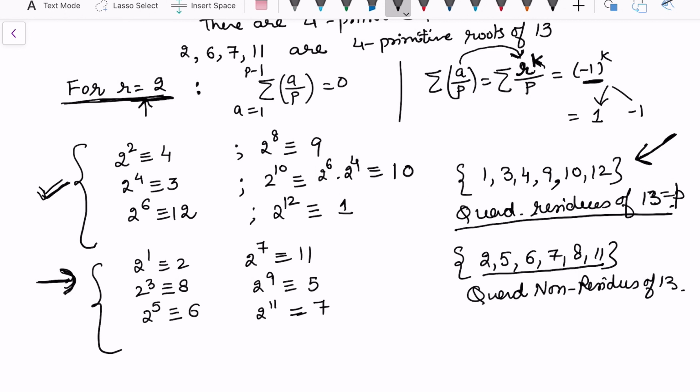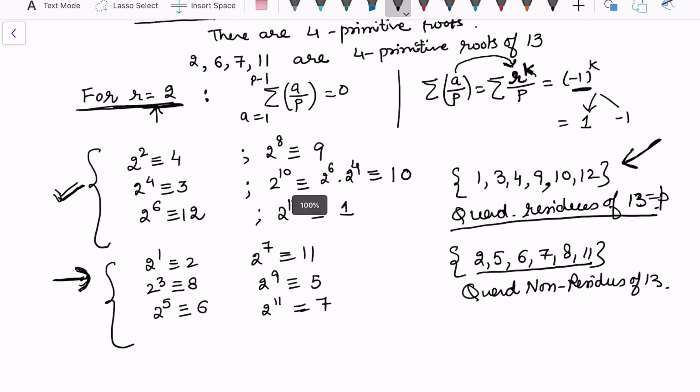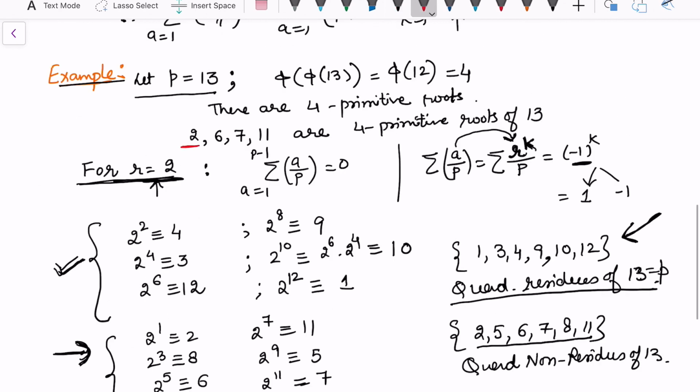But let me now verify this result for another primitive root. We have verified this for the primitive root 2. Let's verify now for the primitive root 6. This allows us to say that we can pick any primitive root and the result is the same for all cases. So take the primitive root r equal to 6, and now I want to consider only the even powers of 6.